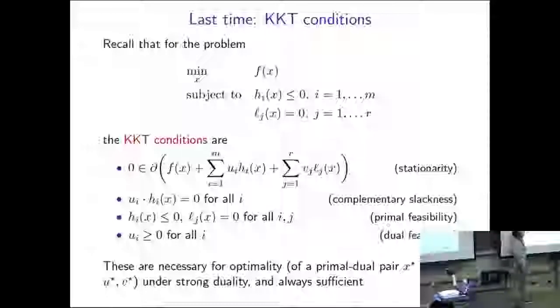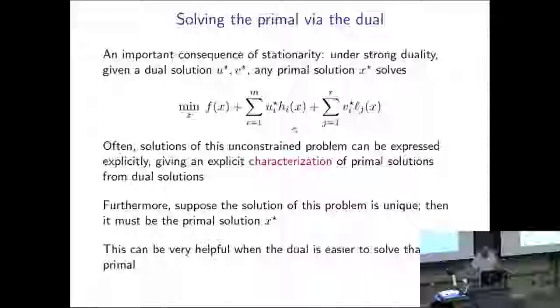So just looking at the stationarity condition alone is not necessarily going to give us the primal solution if there are multiple solutions to this problem. But if there's just one solution to this problem, then it must be the primal solution. Does that make sense to everybody? If there's just one solution to this problem, then in order to satisfy stationarity, we would have had to have just that one x star. And even when the solution is not unique, it often gives us an expression for what the primal solution looks like in terms of the dual, which can be very helpful.